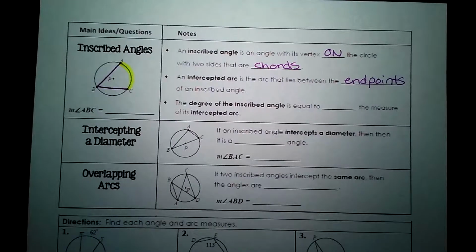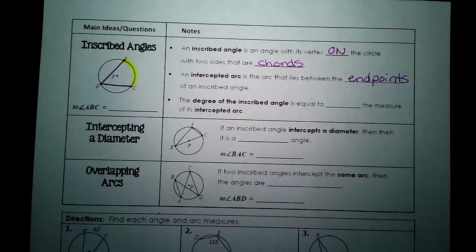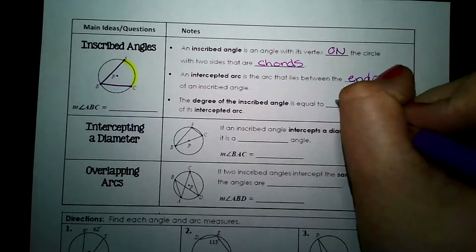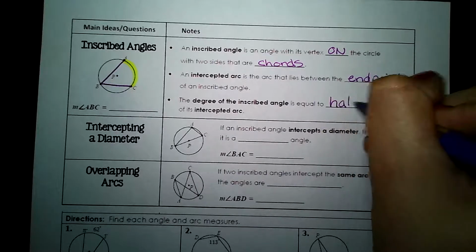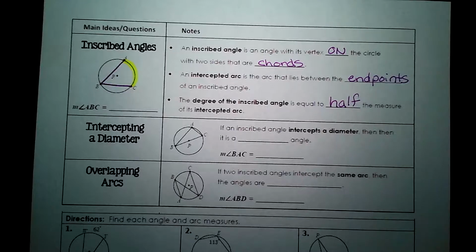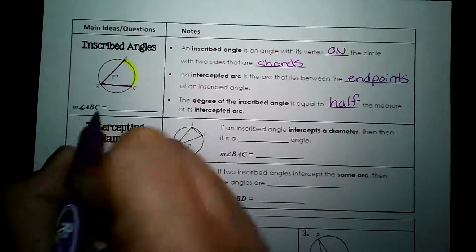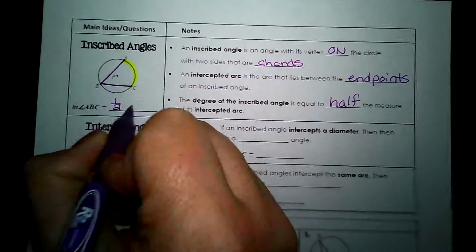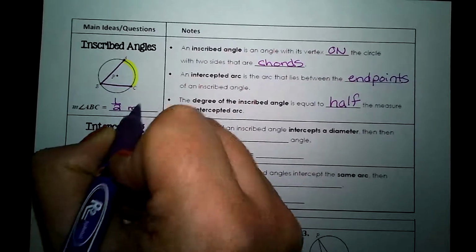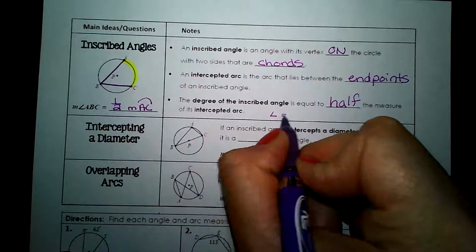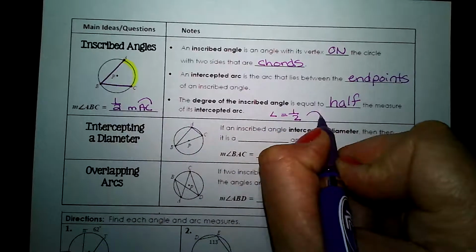Now the relationship between the two is different. They are not equal to each other as the central angles were. The degree of the inscribed angle is equal to half the measure of the arc. The angle is half the measure of the arc. So maybe you want a little formula over here. The angle is equal to half the measure of its arc. The angle is equal to half the arc.